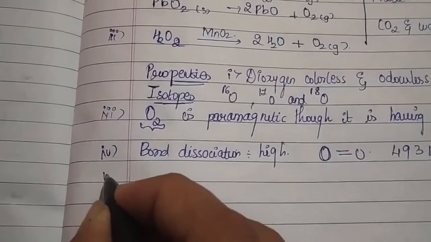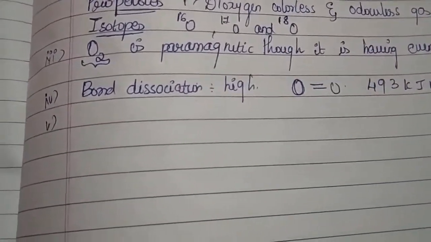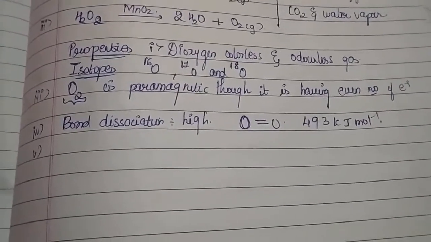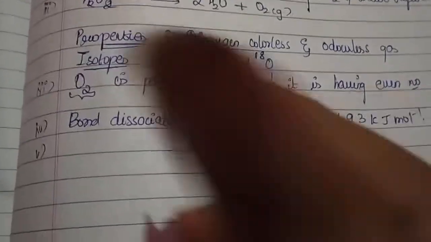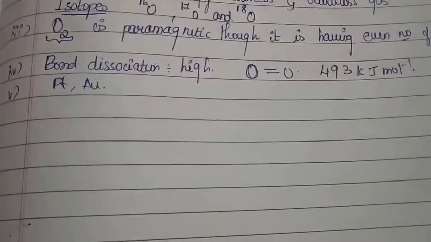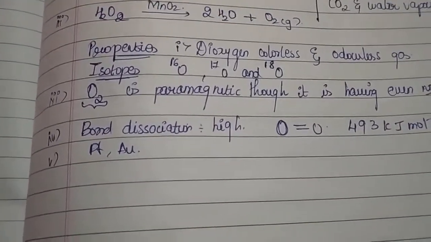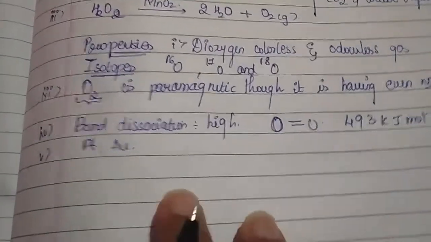Coming to its characteristic reactions, dioxygen reacts with almost all metals. But there are certain metals, that is platinum and gold, where oxygen doesn't react. And even with some of the noble gases, dioxygen doesn't react.